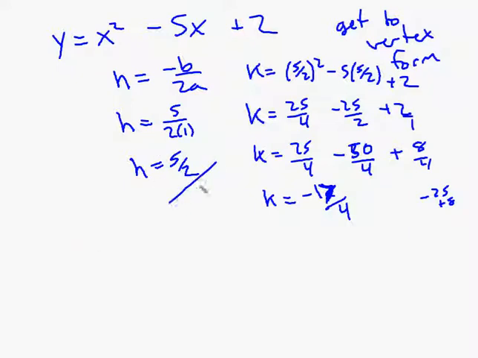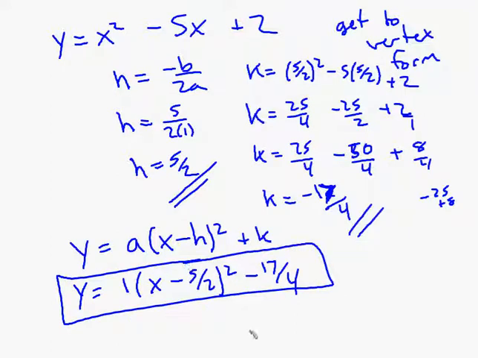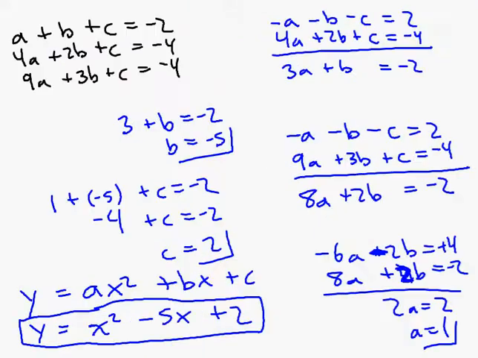So I have my h, I have my k, and my a is 1. So my vertex form is y equals a times x minus h squared plus k. I know my h and k and my a. A is 1. So x minus 5 halves squared minus 17 fourths. So last slide, the previous slide, the answer for that. So you put in a, and okay, it's not a negative 1, right? A is not a negative 1. It's a positive 1.